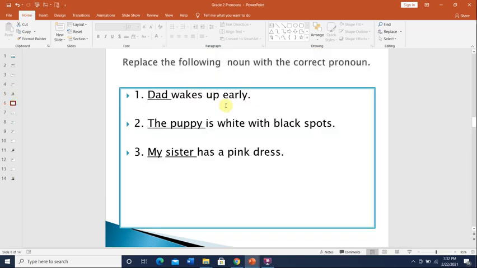Dad wakes up early. What can I use to replace dad? The pronoun he. Number 2, the puppy is white with black spots. The puppy is an animal, so it's considered a thing. We replace the puppy with it. It is white with black spots. Number 3, my sister has a pink dress. We will replace my sister with she.